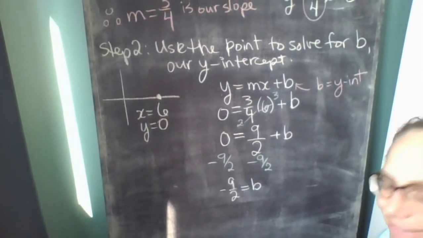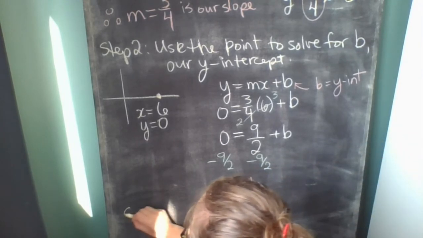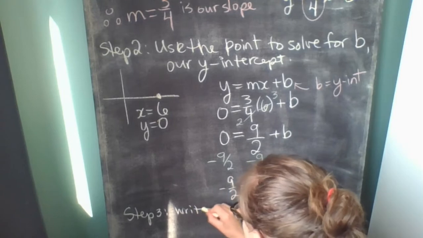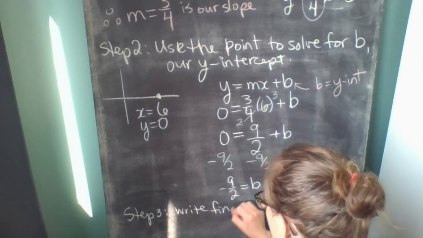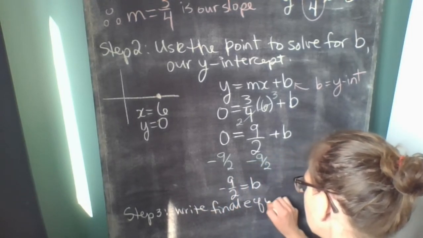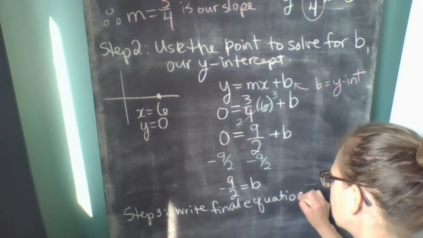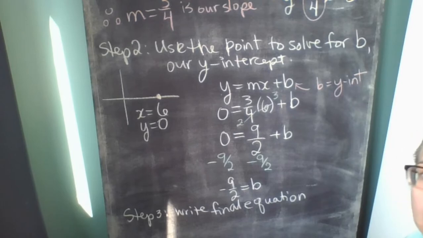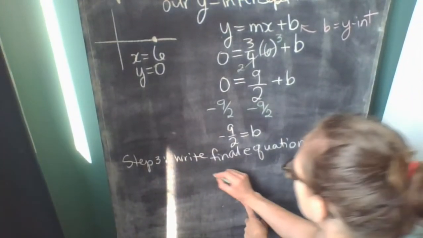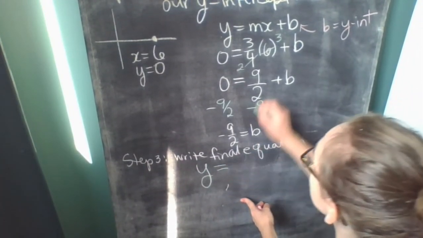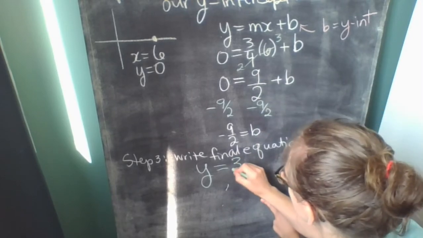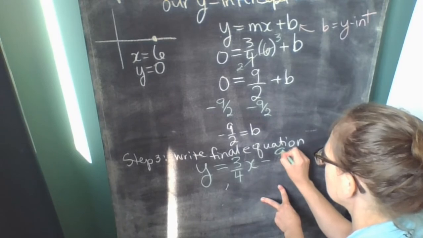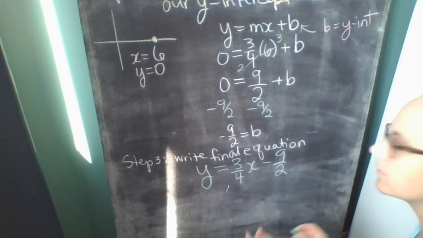So we're done. Step 3, write the equation. Write our final equation. So in this case, our final equation is going to be y equals, slope was 3/4, x, and our b is minus 9/2. And we're done.